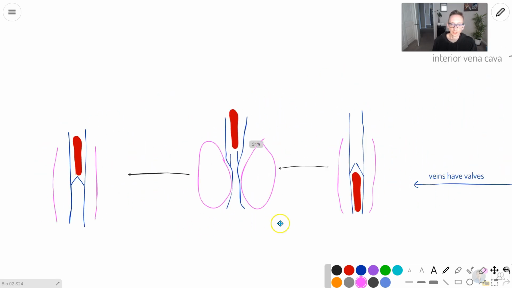All right, so let's label this again, and then we'll walk through it. So this is relaxed calf muscle, or your gastrocnemius, and contracted calf muscle.